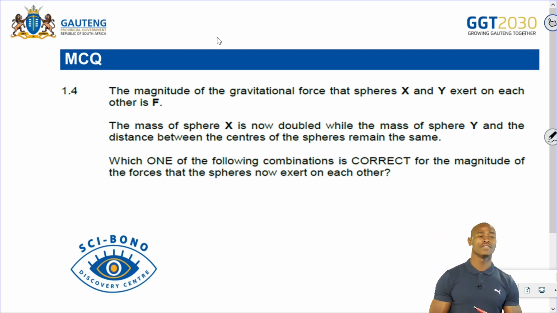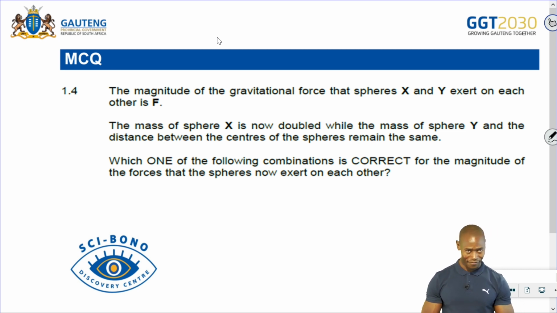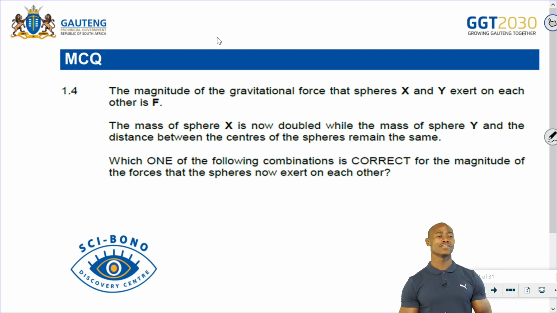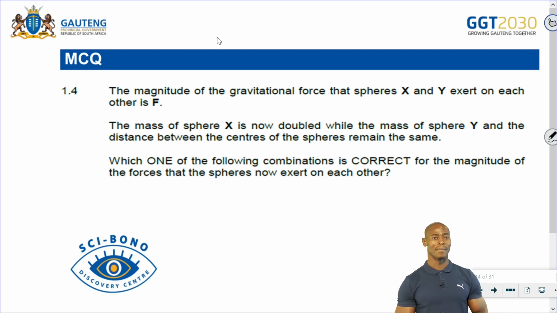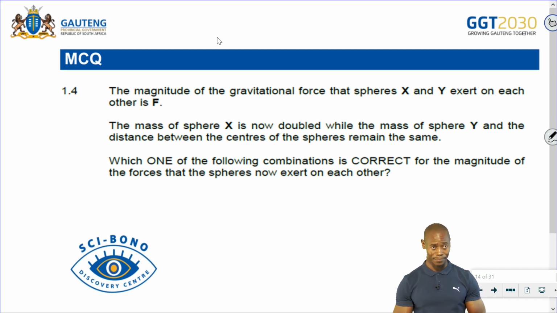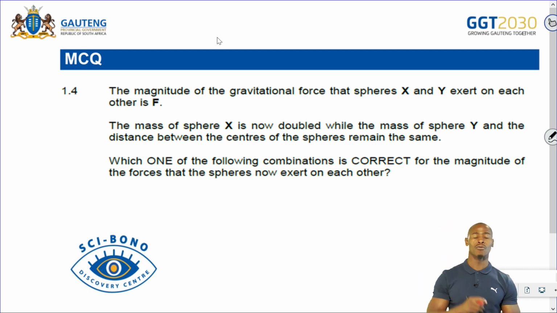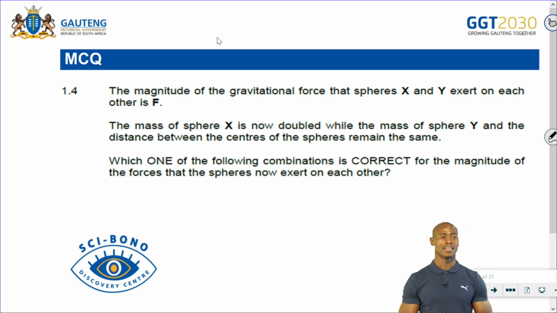The magnitude of the gravitational force that spheres X and Y exert on each other is F. The mass of sphere X is now doubled, while the mass of sphere Y and the distance between the centers of the spheres remain the same. Which one of the following combinations is correct for the magnitude of the forces that the spheres now exert on each other?